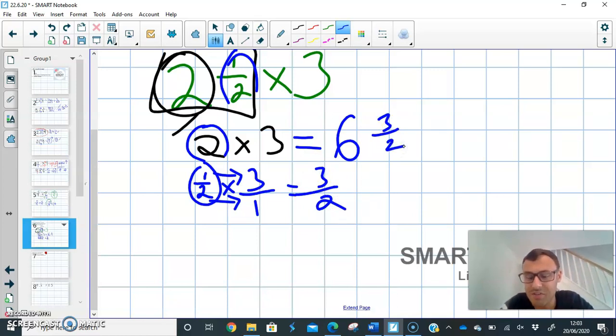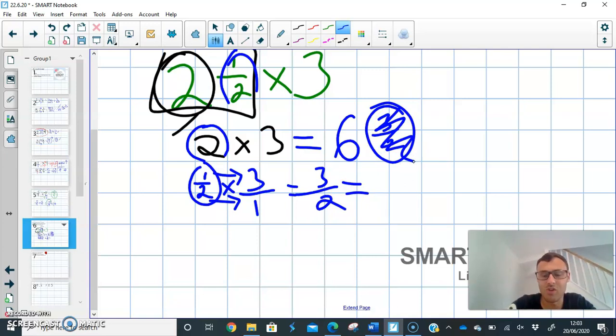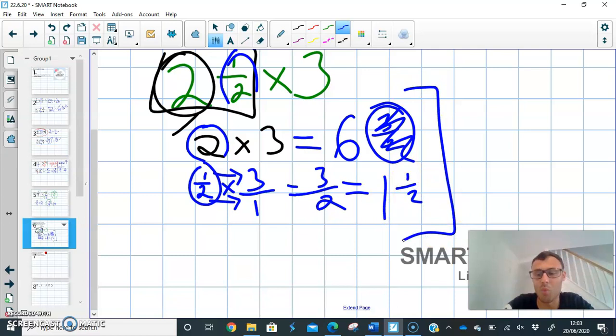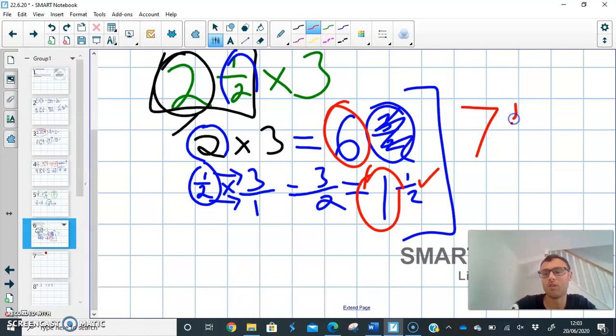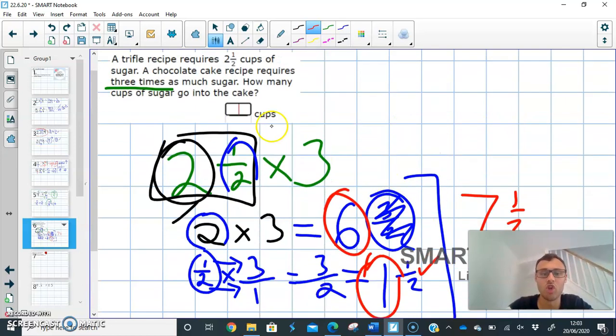However, I can't have 6 and 3/2 because this is top heavy. I need to convert that to a mixed number. Well, 3/2 is the same as how many 2s go into 3? 1 and an extra half. So now I can stick 6 and 1.5 back together. My 6 add 1 becomes 7 plus the extra half. So it is 7.5 cups of sugar that would be needed for this.